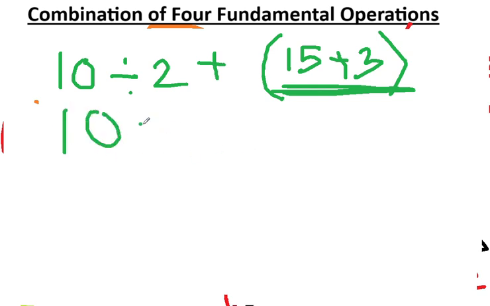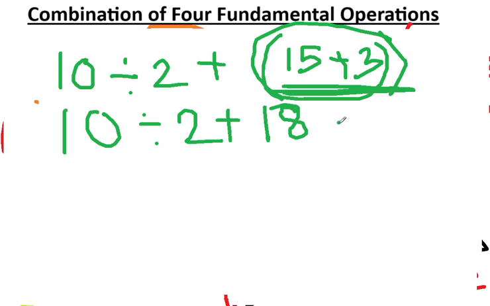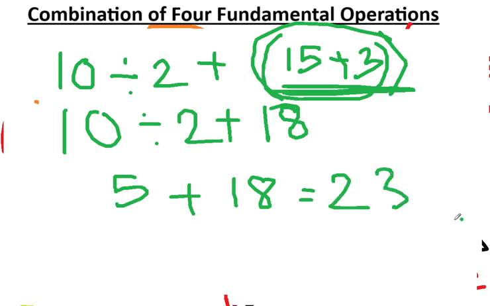So 10 divided by 2 stays as 10 divided by 2. 15 plus 3 stands for 18. Okay, so doing this one first. Then I am going to the division part. So 10 divided by 2 would be a 5. 5 plus 18 would give me a 23. Okay, so that is how we move on.